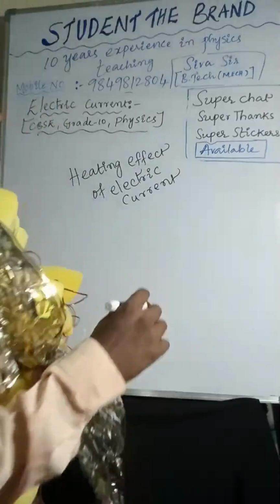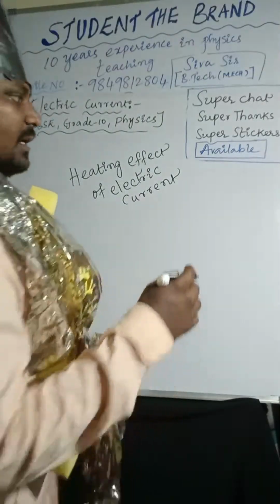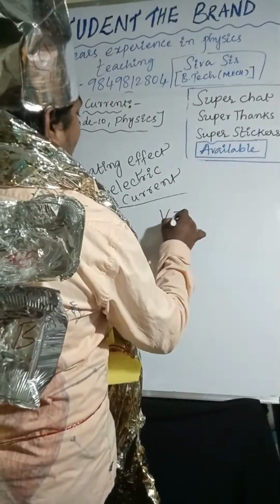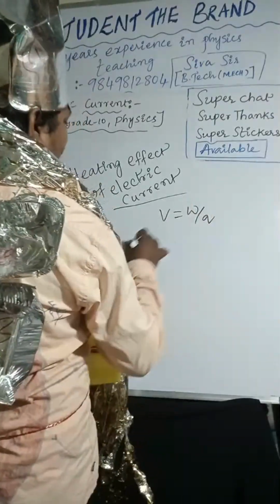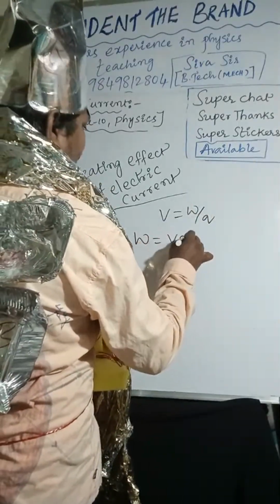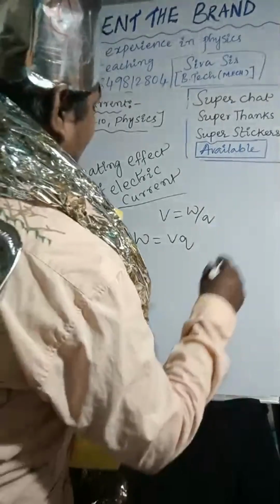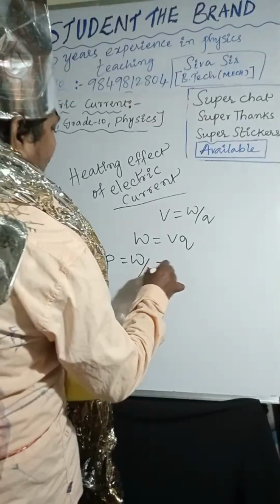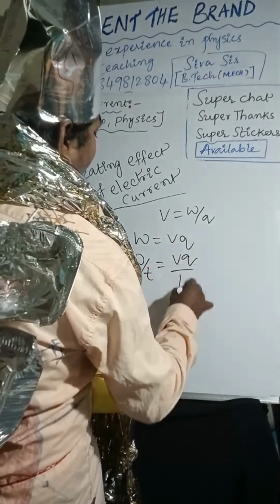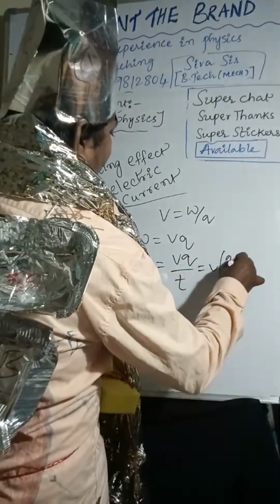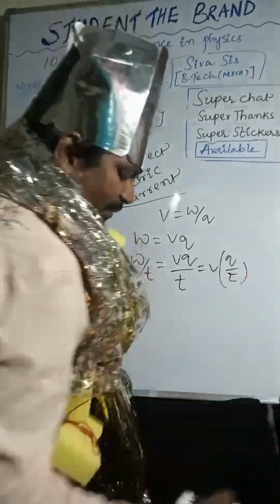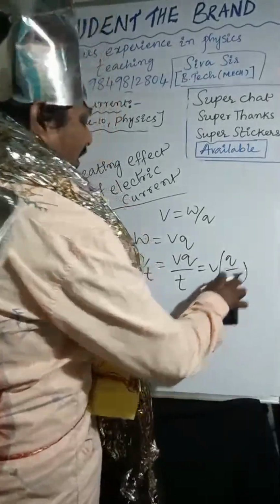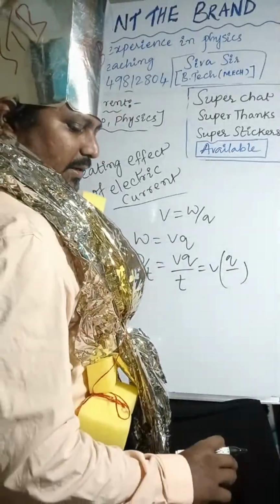Heat produced in the conductor is directly proportional to... Normally I am taking V equal to W by Q, so W equal to V into Q. Power is the rate of doing work, electrical work, that is nothing but VQ by t. V into Q by t, where Q by t is nothing but current.